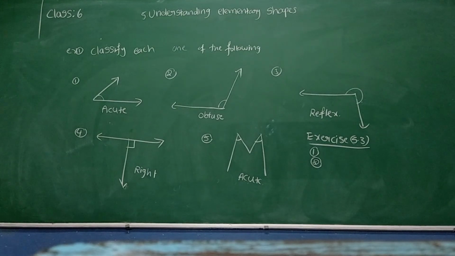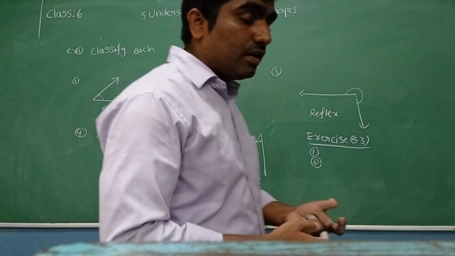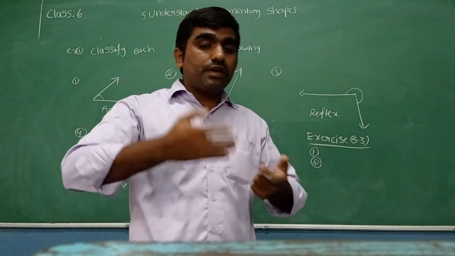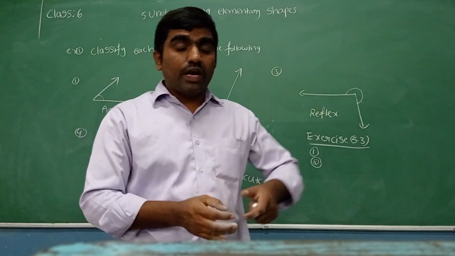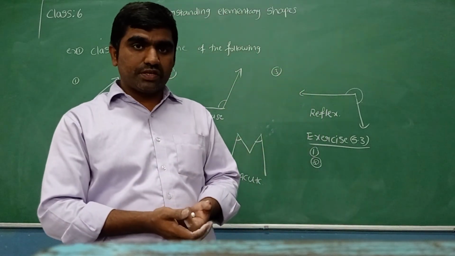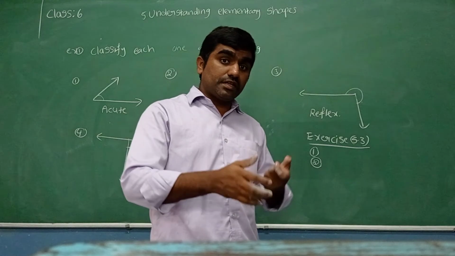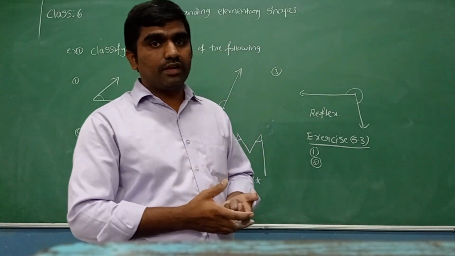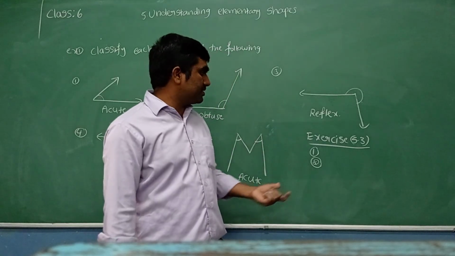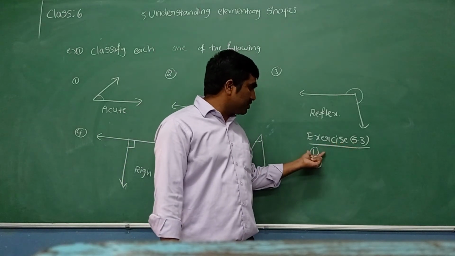Hope it is clear to everyone. What is meant by angle? What are the different types of angles we have? One complete revolution is divided into 4 parts. How can we express right angle in terms of revolution? 1/4 of revolution. How can we express straight angle in terms of revolution? We learned all these things. Hope it is clear for everyone. Based on this knowledge, do exercise 5.3, first bit and second bit.